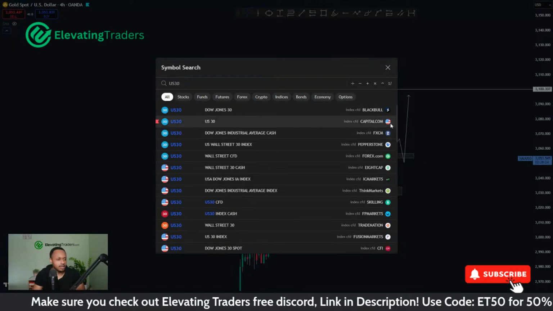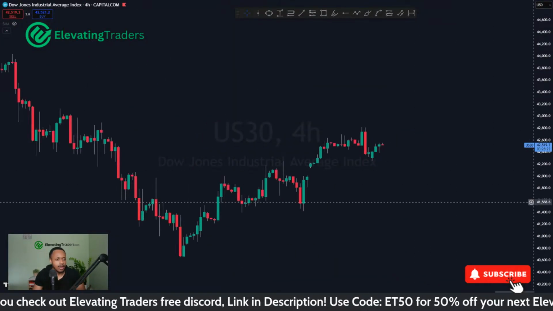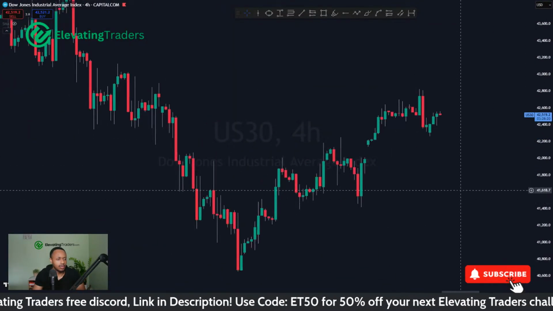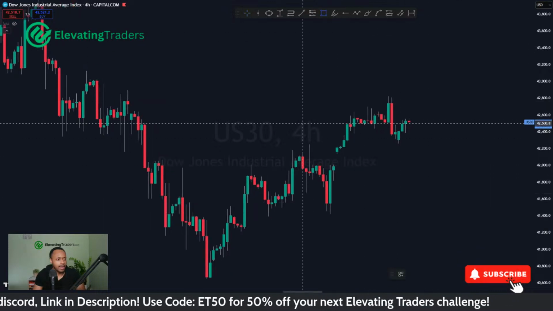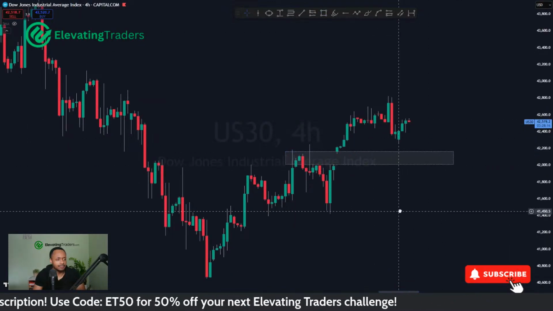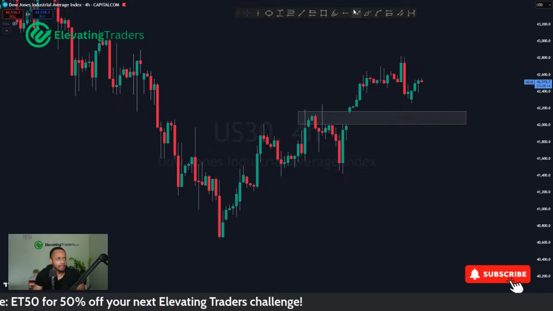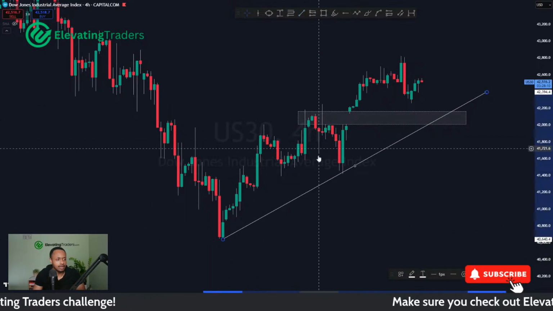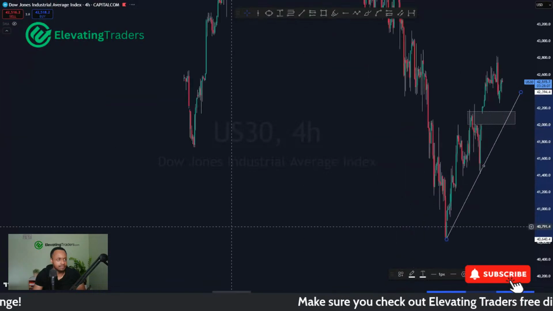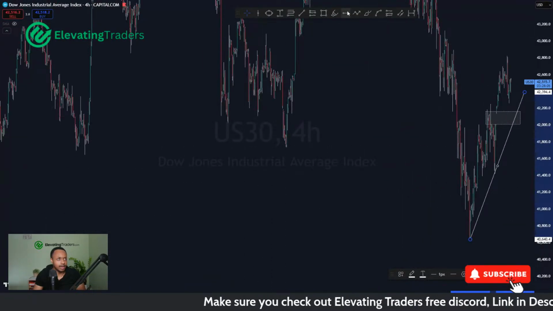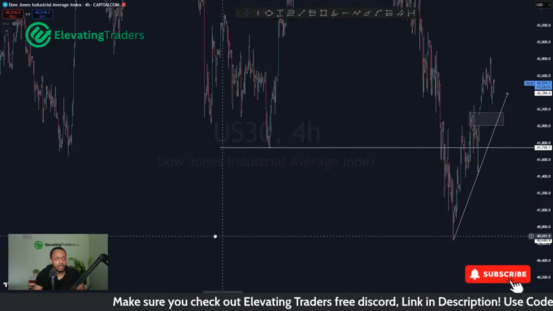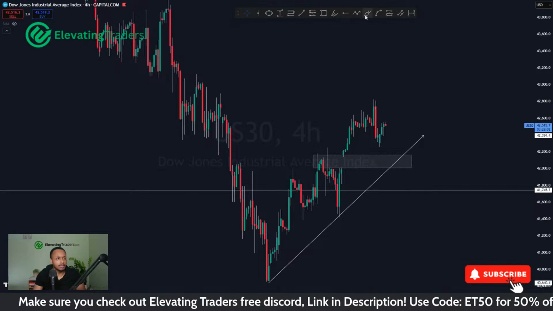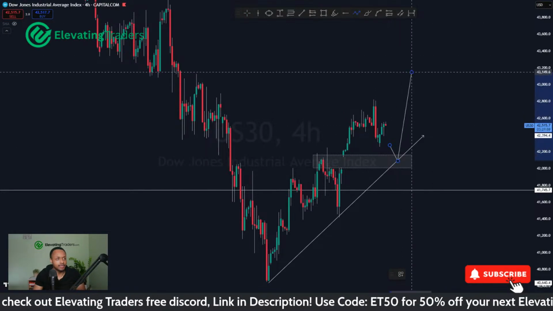US 30, last time I checked, was looking pretty bearish. Okay, we found a bit of support, pushed up a little bit. Haven't quite come back into that area yet to fill that gap. There's some nice confluence in this area here. We've got the first test, second test, potentially third. And of course, price is broken back above this swing low here as well. So I do like this area for a possible buy for US 30.